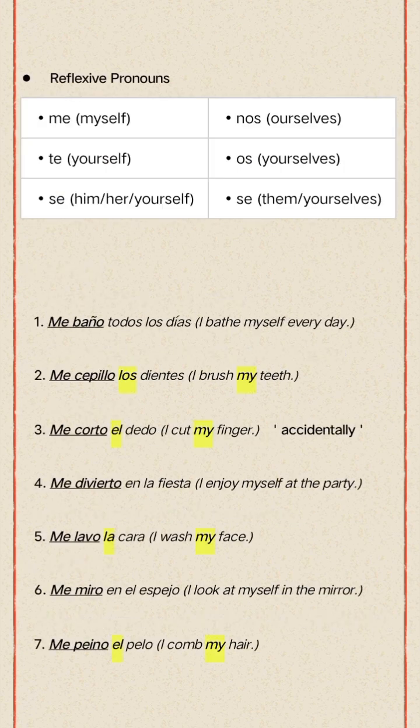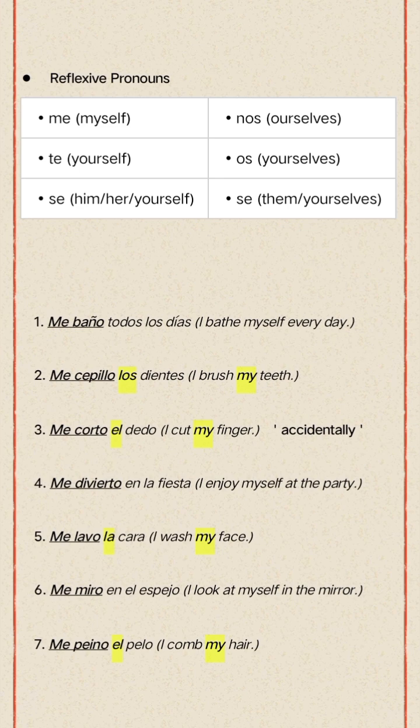Now, let's use the rest of our reflexive verbs in sentences. Let's use first-person singular as our subject and object. Let's read them. Number 1. Me baño todos los días, which means I bathe myself every day. Number 2. Me cepillo los dientes, which means I brush my teeth.